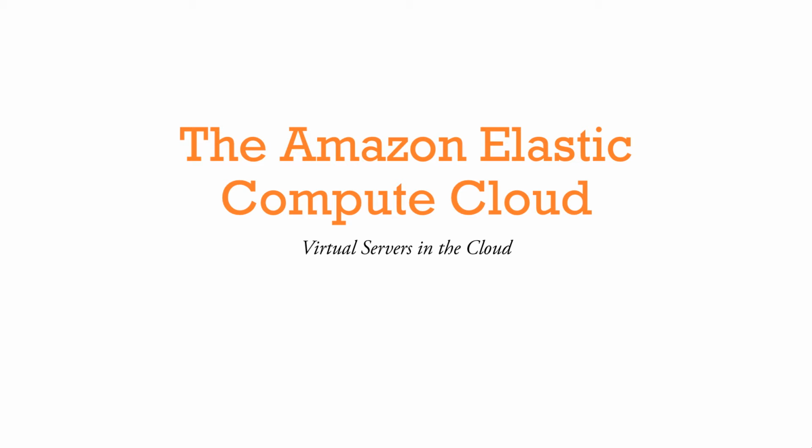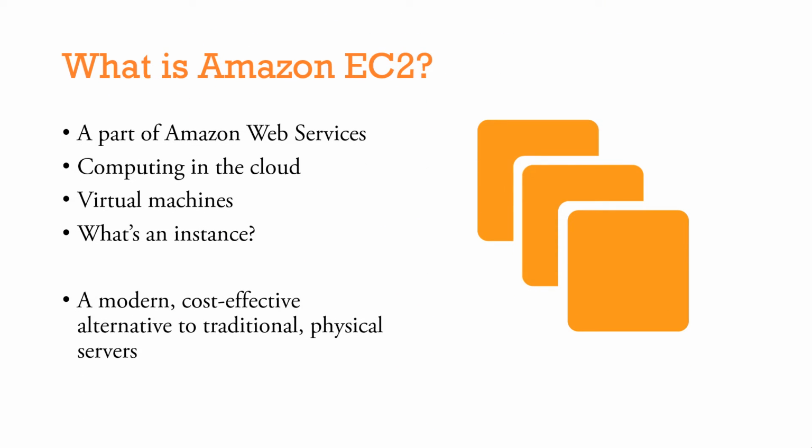Welcome to the world of the Amazon Elastic Compute Cloud. Let's dive right in. Amazon Elastic Compute Cloud, or EC2 for short, is one of the many Amazon Web Services, AWS. At the most basic level, it is a form of cloud computing that uses instances of virtual machines as servers. Now, you may be wondering what an instance is.